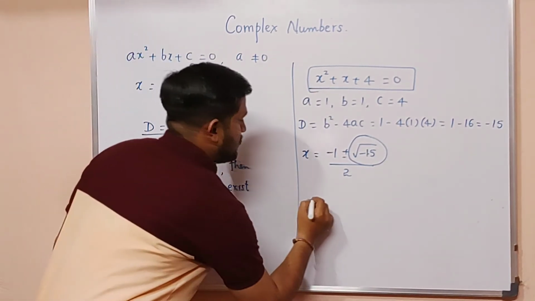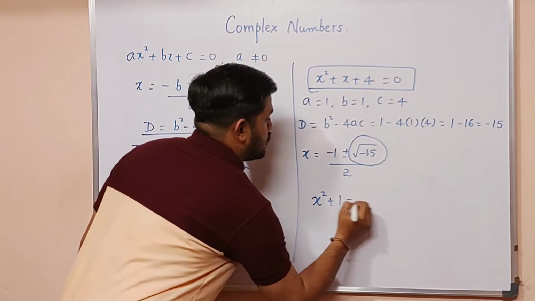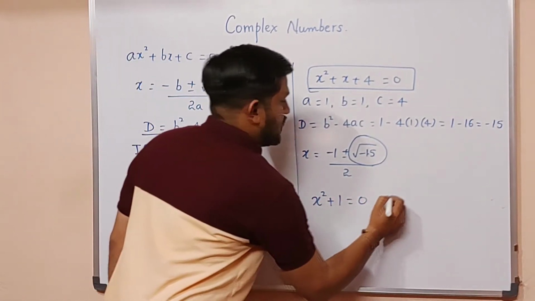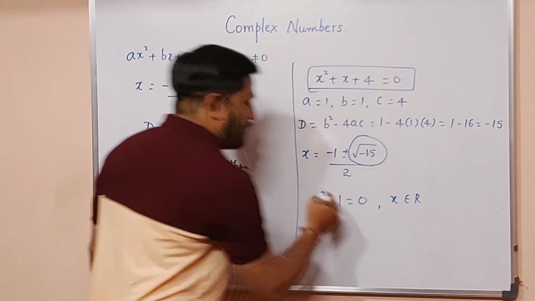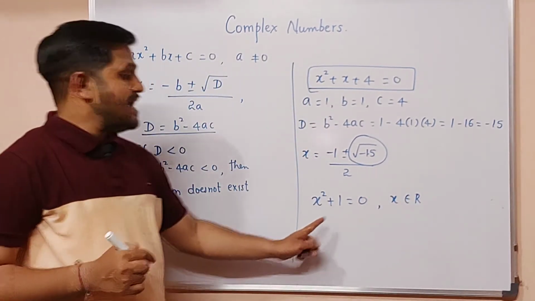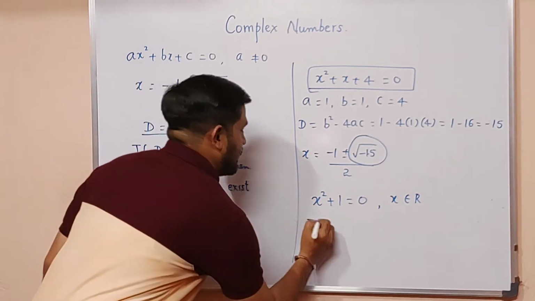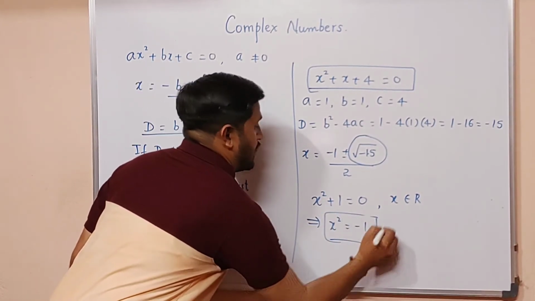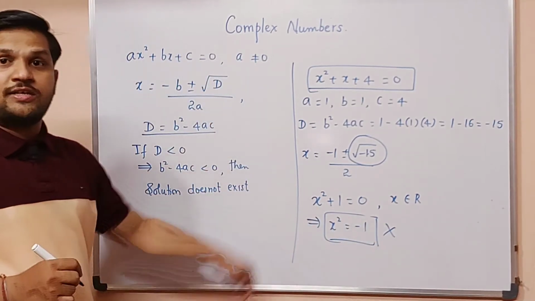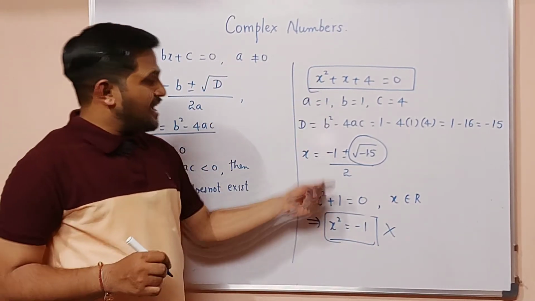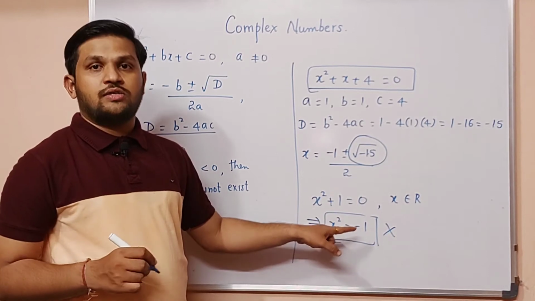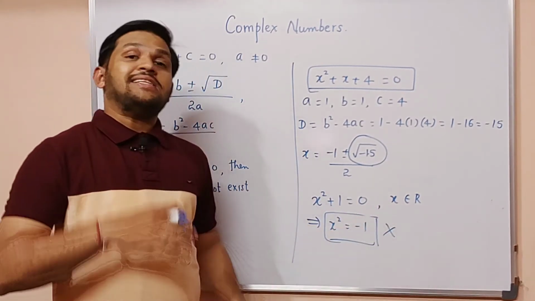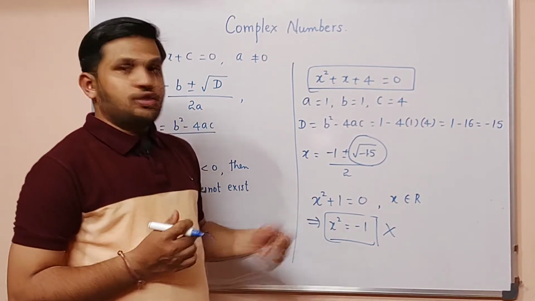One simple example: x square plus 1 is equal to 0. Can you find a solution for this? If x belongs to real numbers, you cannot find a solution, because x square is equal to minus 1. But the square of any real number cannot be negative, so it is not possible. So no real solution exists. But for any quadratic equation, I should be able to find a solution. If it is not in the real numbers, it is in some number system where a solution exists.